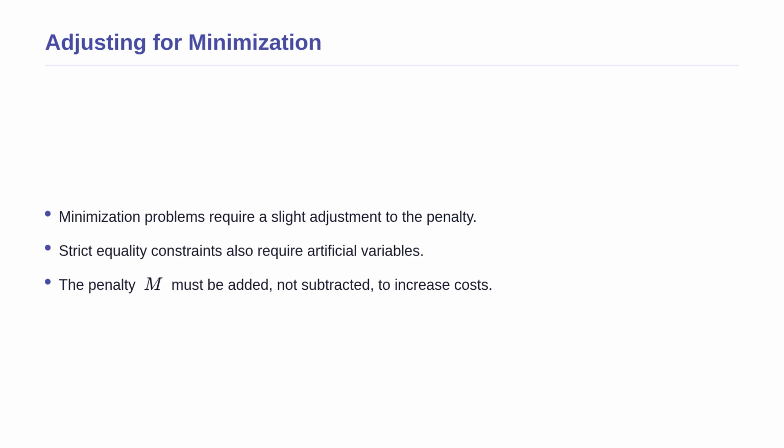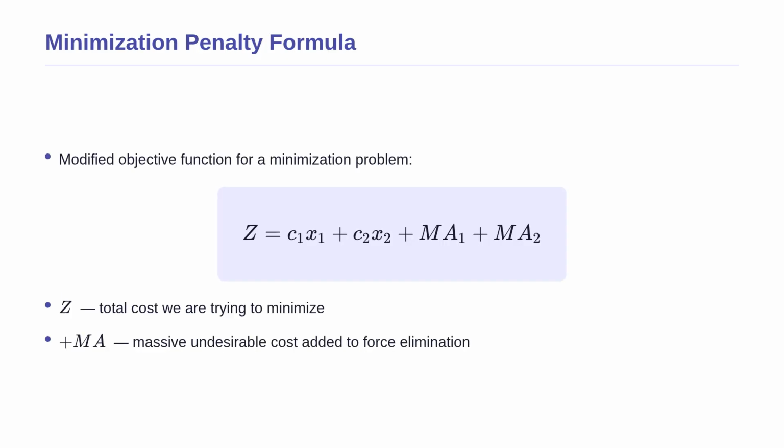More importantly, because our goal is to minimize costs, subtracting a penalty would actually help the objective function, which is the opposite of what we want. Therefore, in minimization, we must add the infinitely large penalty m to the cost function. This brings us to the modified objective function for a minimization scenario. Here, z represents total costs. Notice that instead of subtracting the penalty, we are now adding m times a1 and m times a2.